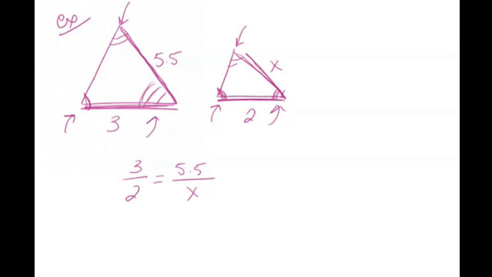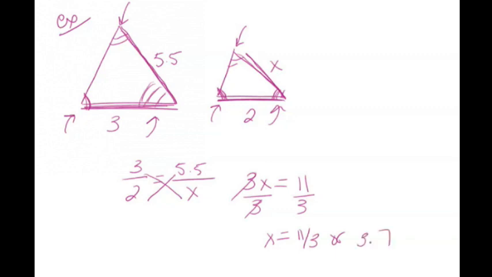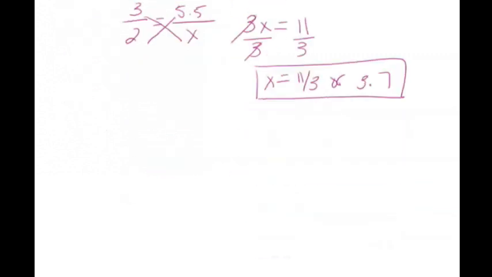But once you get your proportion written, then you're going to just take the cross products like we did before. So 3 times x equals 3x, and 2 times 5.5 equals 11. And if you divide both sides by 3, then x equals 11 thirds, or something like 3.7 if you did it on your calculator. All right, not too bad. Let's do another example.